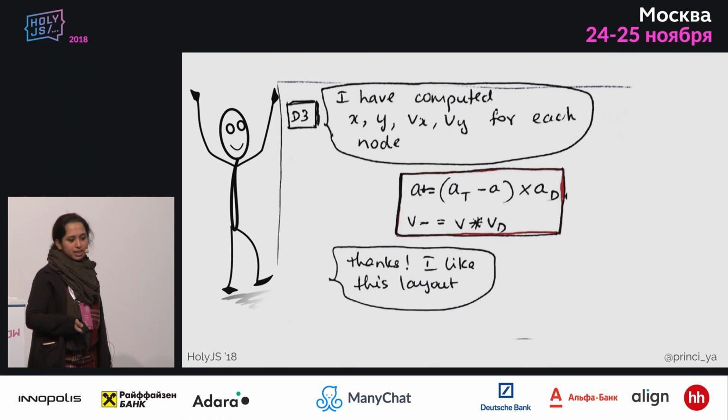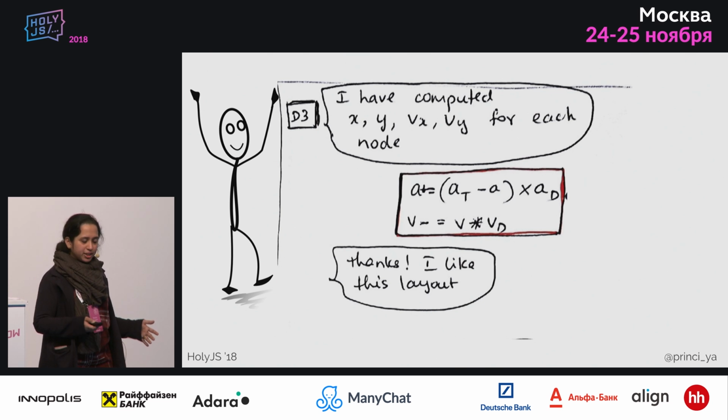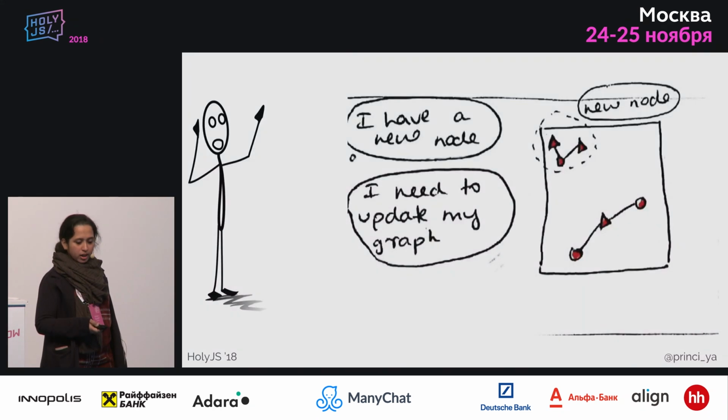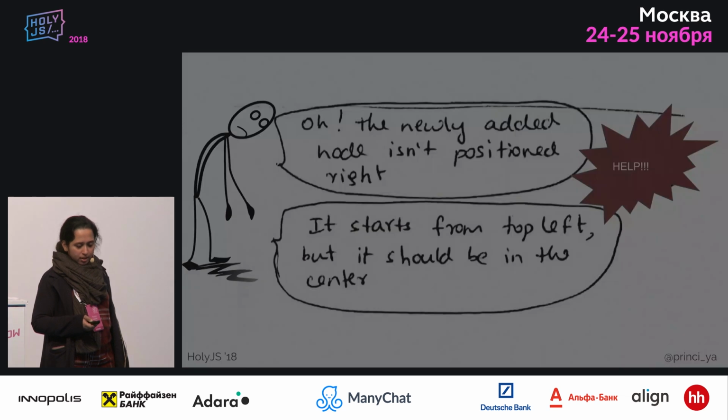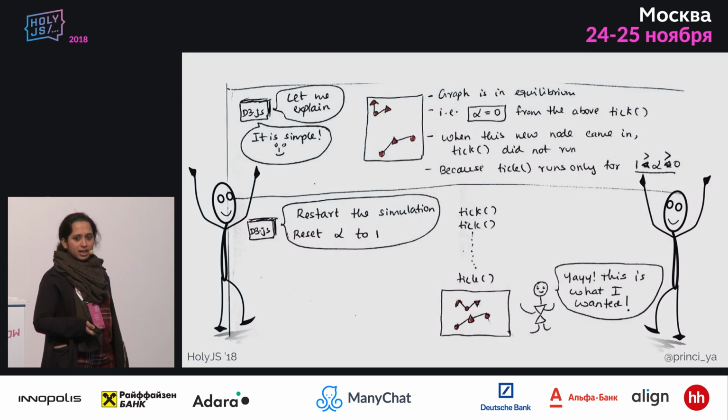The next thing was D3 said, yes, I've computed all the coordinates. The canvas is now good to be redrawn, and everything was fine until we got the dynamic nodes condition, in which case there was a new node, and I had to update the graph, but the new nodes started from the top left corner. And the problem was, OK, how do I debug? The trick was in understanding how alpha really worked. So alpha is 0, and that is why we had to reset the simulation. And on resetting the simulation, the graph was again no more in equilibrium. It started again to rebalance, apply all the forces, and the graph looked good again.